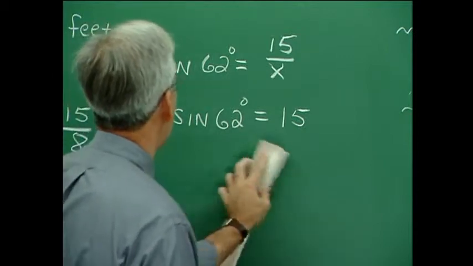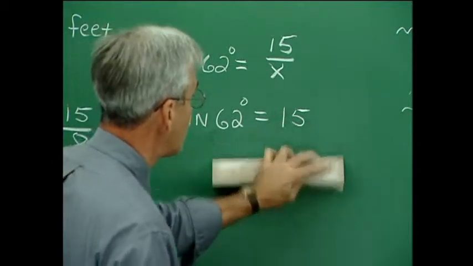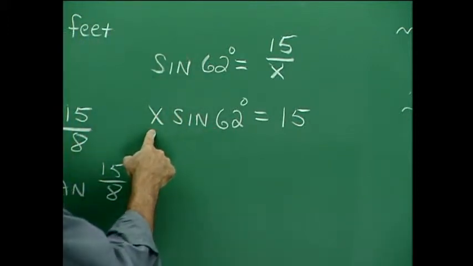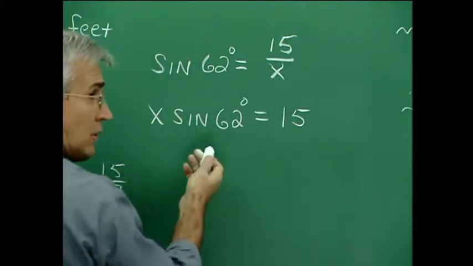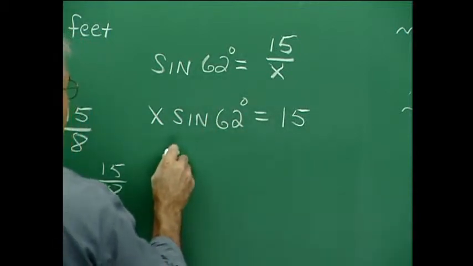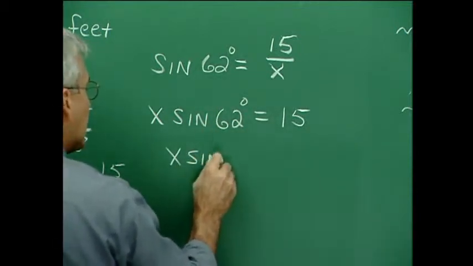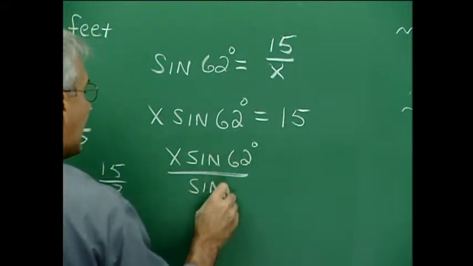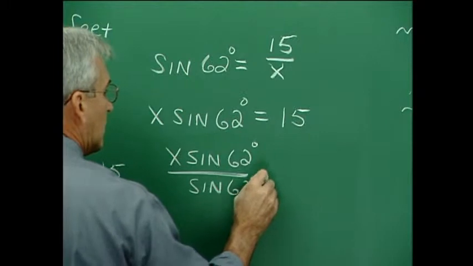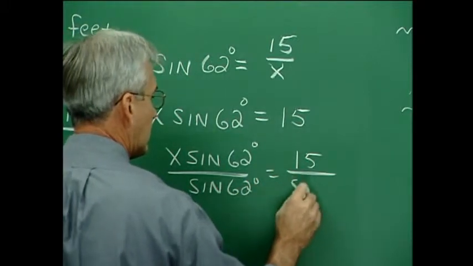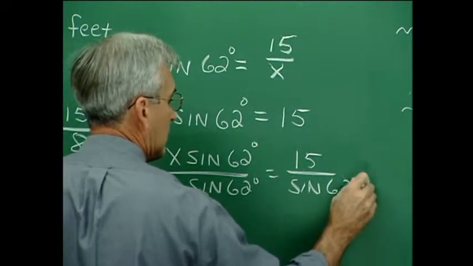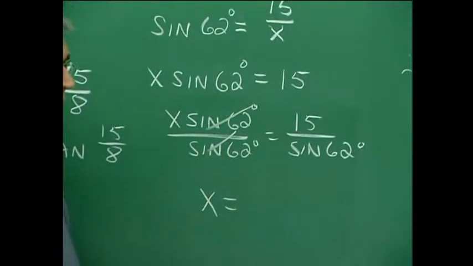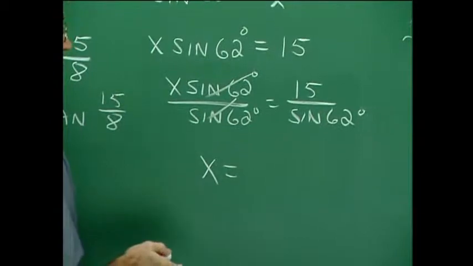All right, now let's realize that sine 62 degrees is just a number in the calculator. So we have a coefficient of x here on the left side. And what do we do with coefficients? We divide on both sides by them. So what we're really doing here is this. We're going to take that coefficient and divide it on both sides. So we have this. These go out, and so x then is this fraction. And now it's just a matter of punching the calculator.